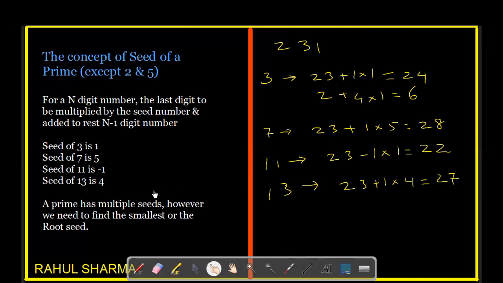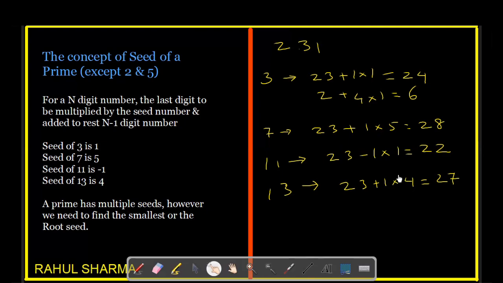The seed of 13 is 4. So multiply the last digit 1 by 4 and add it to 23. The answer comes to 27, which is not divisible by 13. However, if instead of 231 the number was 221, it would be 22 plus 4, that is 26, and 221 would have become divisible by 13.